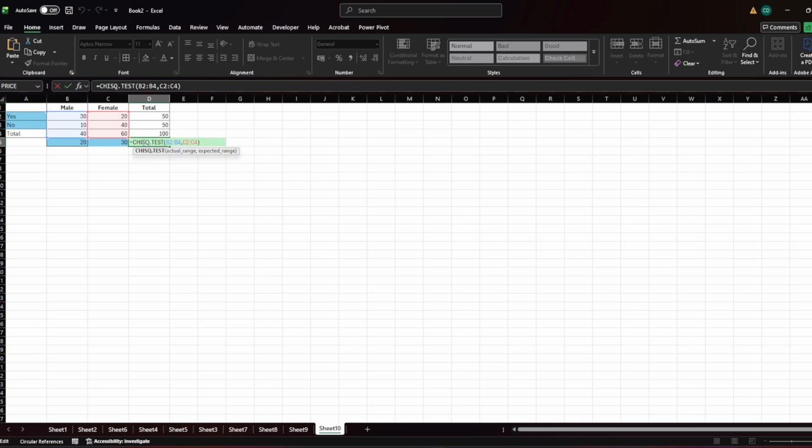Finally, a few quick best practices. Use raw counts. Ensure each observation is counted once. And be cautious if many expected counts are below 5.